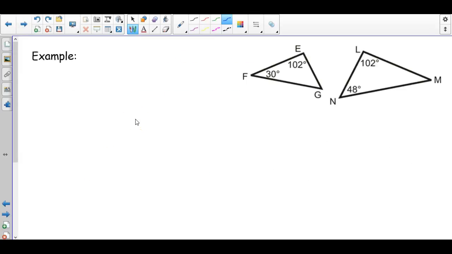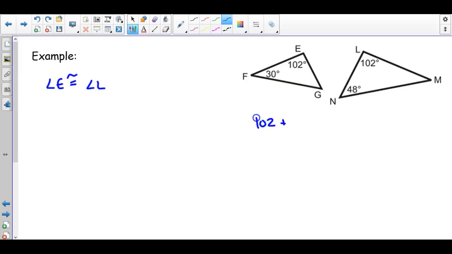This is the last example then. So in both these triangles, I'm given two angles. The first thing I'm given, the obvious one, is that angle E is congruent to angle L. However, F is not congruent to N. So what I would want to do is figure out what another one of these angle measurements is.